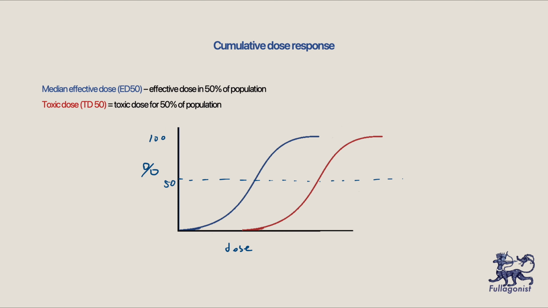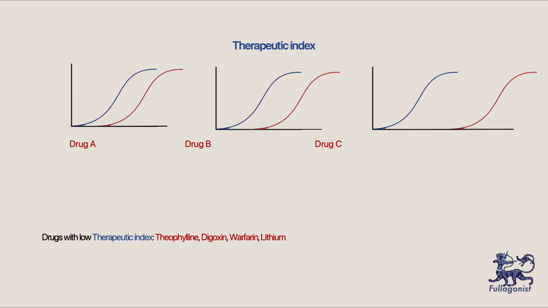And what about safety? How safe is the drug? Therapeutic index and therapeutic window estimate the safety of the drug. Drug safety is measured by dividing the median toxic dose over the median effective dose. TD50 is divided over ED50. The ratio between ED50 and TD50 is called the therapeutic index.